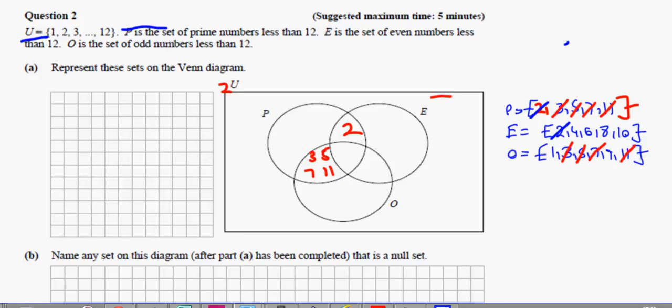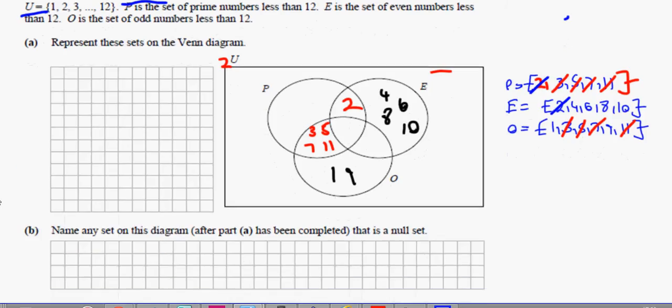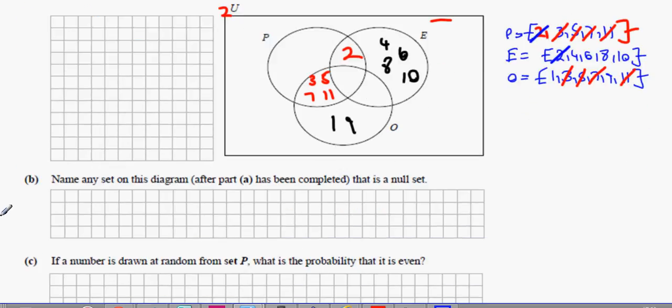Okay. Let's write down all the even numbers remaining. Numbers that are only even is going to be 4, 6, 8 and 10. There is no overlap between even and odd because there's no such thing. Now we only have the odd numbers remaining, which are 1 and 9. Okay, and there's no prime numbers that are prime numbers only, because prime numbers either have to be even or odd. That's why there's nothing in here. Name any set on this diagram after part A has been completed that is a null set.